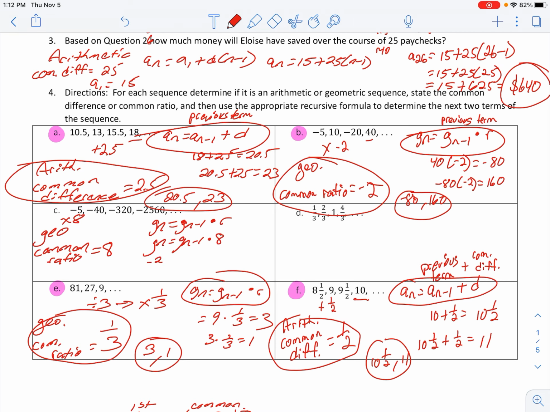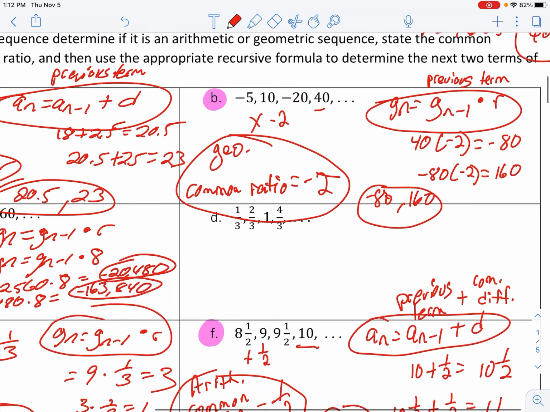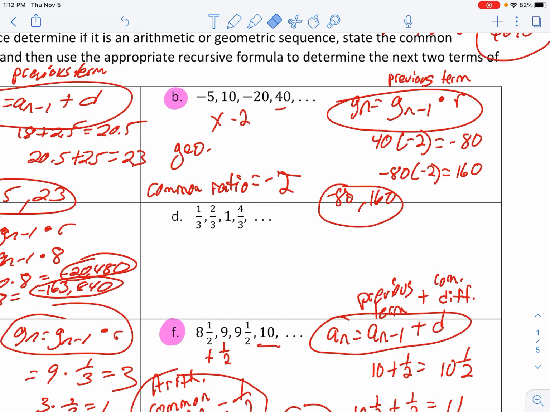So we left off on negative 2,560 times 8. Go to your calculator. And we get a large number of negative 20,480. And then multiply that by negative 8. Or sorry, by 8. And the second term we get is negative 163,840. So negative 163,840.